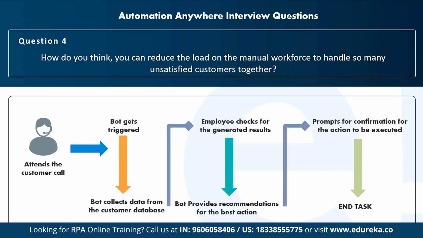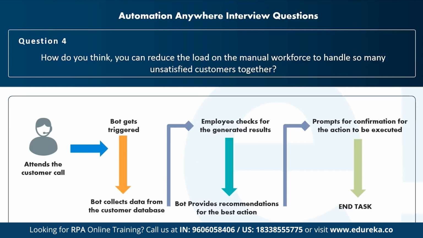So basically, as the customer attends the call, the bot gets triggered and then the bot collects data from the customer database. Once the data is collected from the previous customer database, the employee checks for the generated results and then the bot provides recommendations for the best actions.